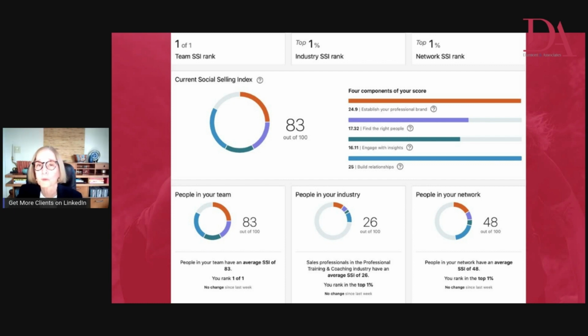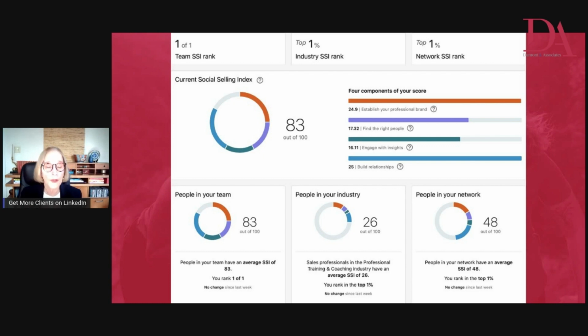Now, when you are looking at this, up here you have your position within your team. Only one of my team is actually registered; the other two don't use LinkedIn. So, hey, I'm number one out of one. That's great. Then it's going to give you your industry rank, and you can see that when I took this particular slide, I was in the top 1%. Then they look at where you rank in your network, and there again, I was in the top 1%. I had an 83% social selling index score, and it's updated once a week.